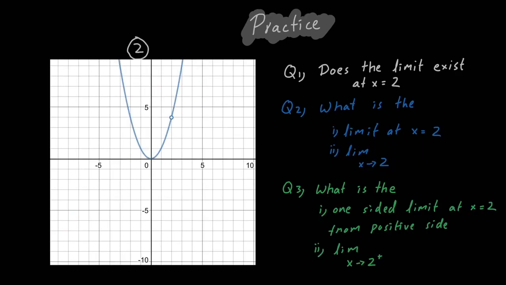I will quickly go over the other practice questions. Does the limit exist at x is equal to 2? Yes, it does exist, and it is approaching 4. Hence, yes, it does exist and it is approaching 4. What is the one-sided limit at x is equal to 2 from the positive side? We can see that it is 4.